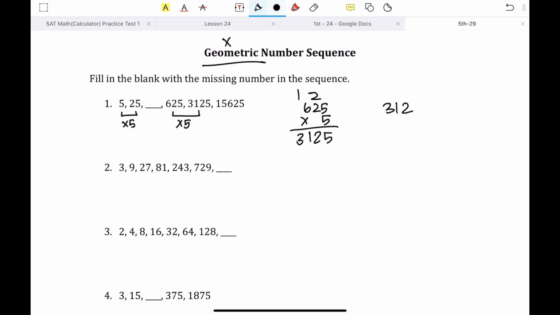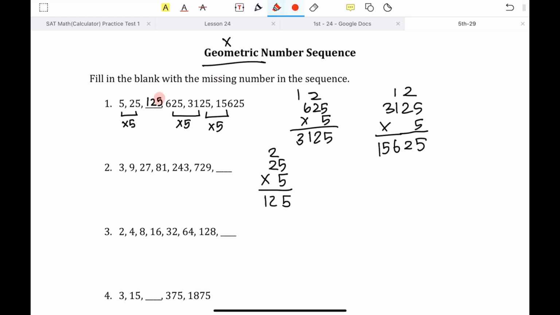And we're going to do 3,125 times 5, which is 15,625. So it multiplies by 5 each time. So we just have to do 25 times 5 in order to get the missing number. 5 times 5 is 25. 5 times 2 is 10, plus 2, which is 12. So the answer for number 1 should be 125. And that's it for today.